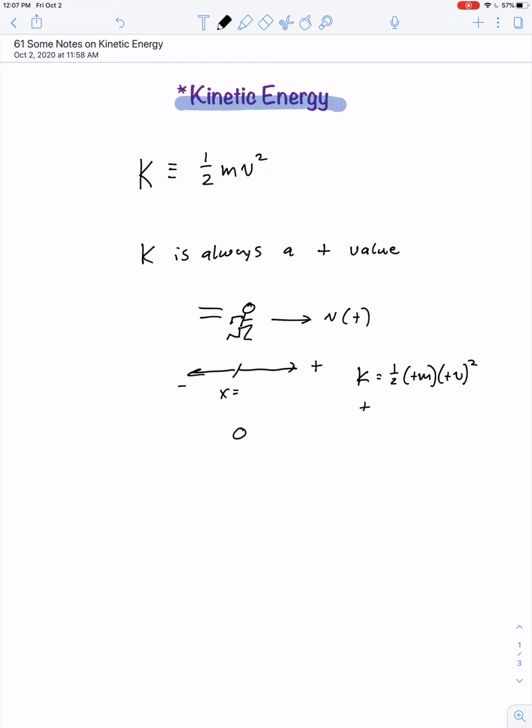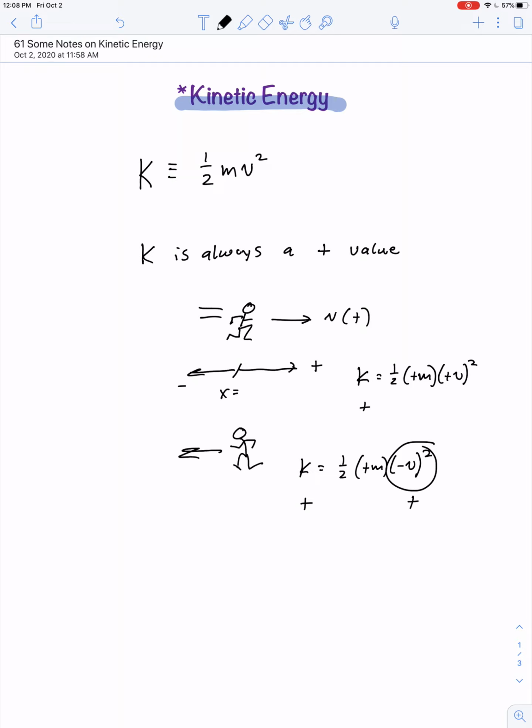Now take that person running at the same speed to the left, and we have kinetic energy is 1/2 times some positive value of mass times some negative value for velocity squared. But because it's squared, that still comes out to be a positive value. So indeed, kinetic energy is always some positive quantity.